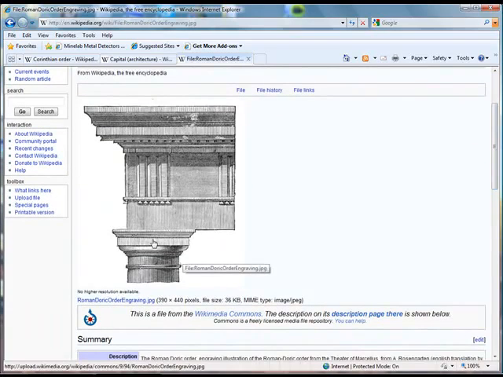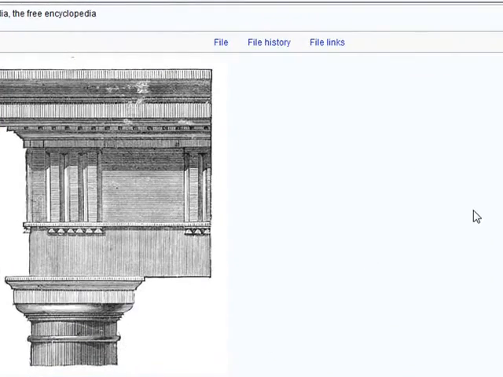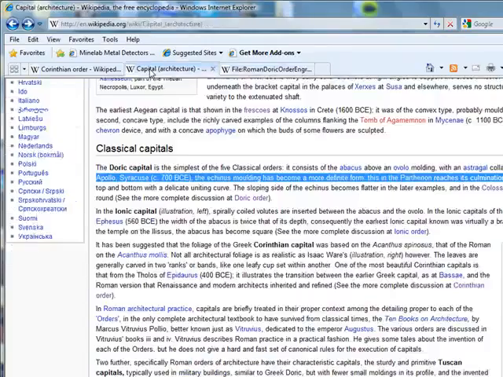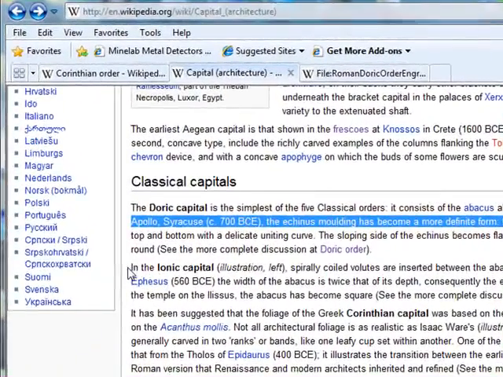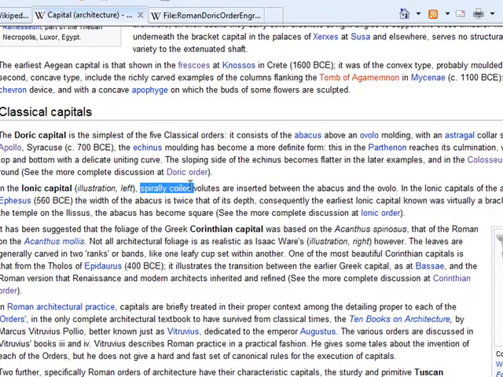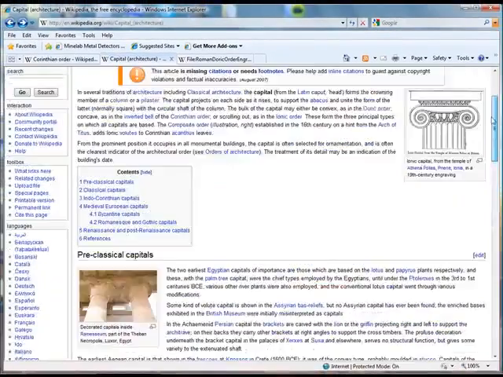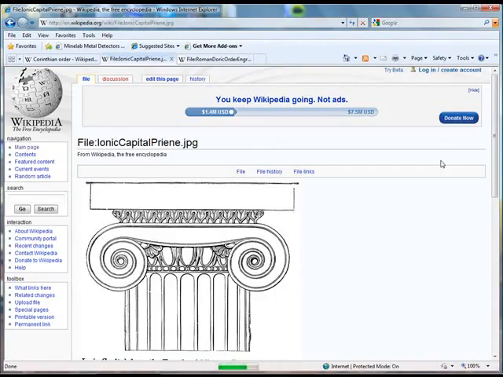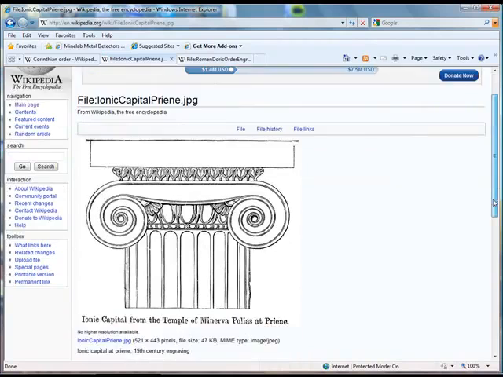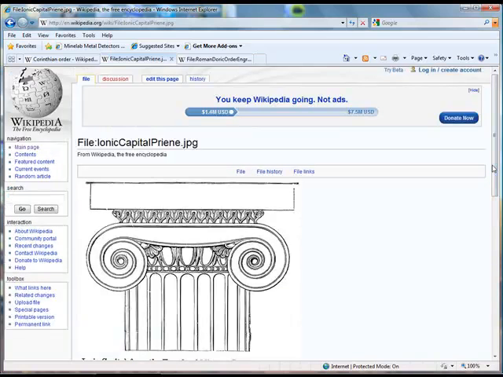See, this is the Doric capital. Plain, real simple, and it's the oldest of the 3 main orders. Then in the Ionic capital, it shows spirally coiled volutes inserted between the abacus and the ovalo. An example of that is right here. That's an Ionic capital. I'm sure everyone's seen these different types of capitals.